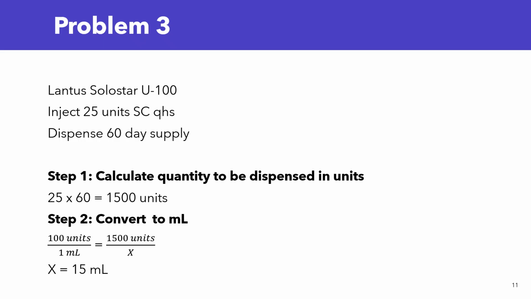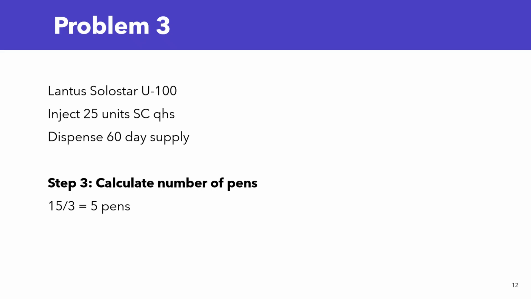But we're not done because that's not quite what the question was asking. The question was how many 3 ml pens must be dispensed? So if we know we're dispensing 15 ml, and each pen is 3 ml, to calculate how many pens, it's going to be 15 divided by 3. So that's 5 pens. So 5 pens is the final answer.